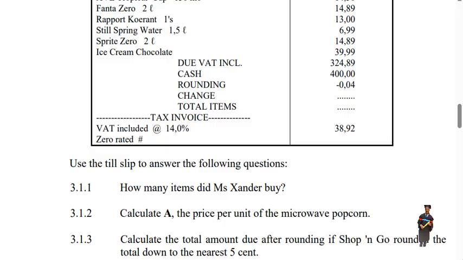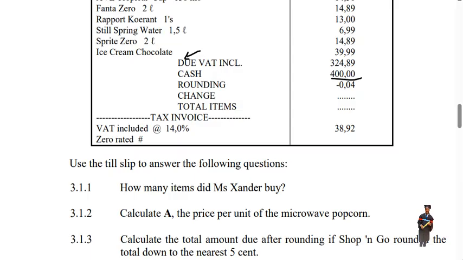Once they say due, sometimes they write due balance. Once they say due, just know that it is the total cost of the items that are being purchased. Okay? And then we have cash. Cash is always going to be the money that the person who is buying provides or gives to the cashier. It means this person took out 400. Okay, Miss Shanda is paying using 400.